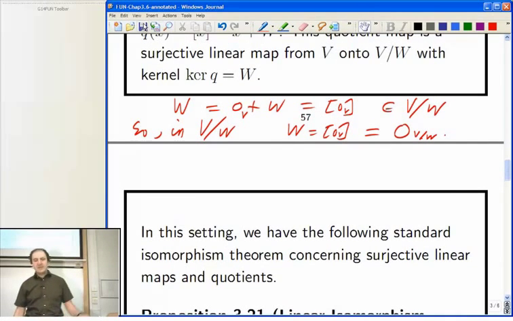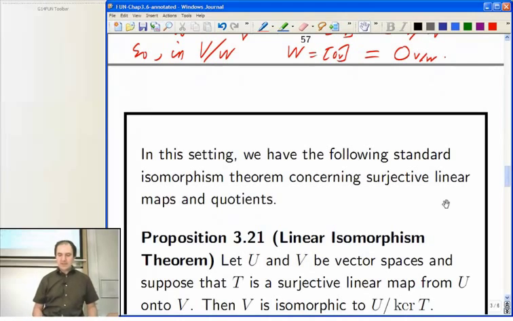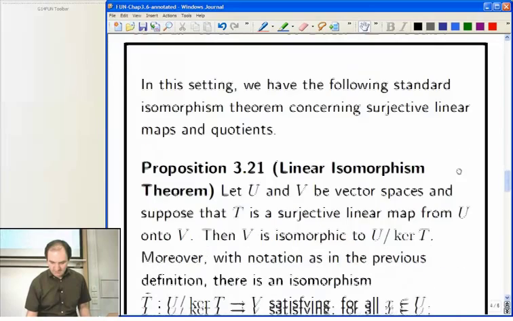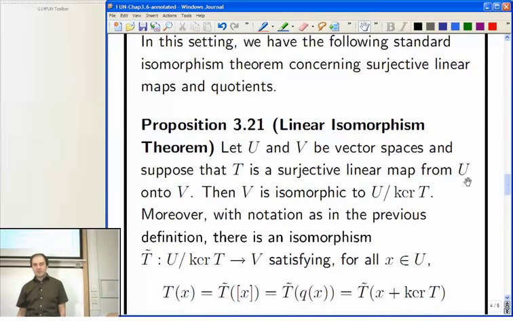And then you get a standard vector space isomorphism theorem. There are various standard vector space isomorphism theorems, and here's the one that's most useful to us. Whenever you've got a surjective linear map, you can quotient out the kernel and end up with a linear isomorphism. So how does it work? You assume you've got a surjective linear map T from U onto V, where U and V are vector spaces over the same scalar field, of course. And then V is isomorphic to the quotient of U by the kernel of T.